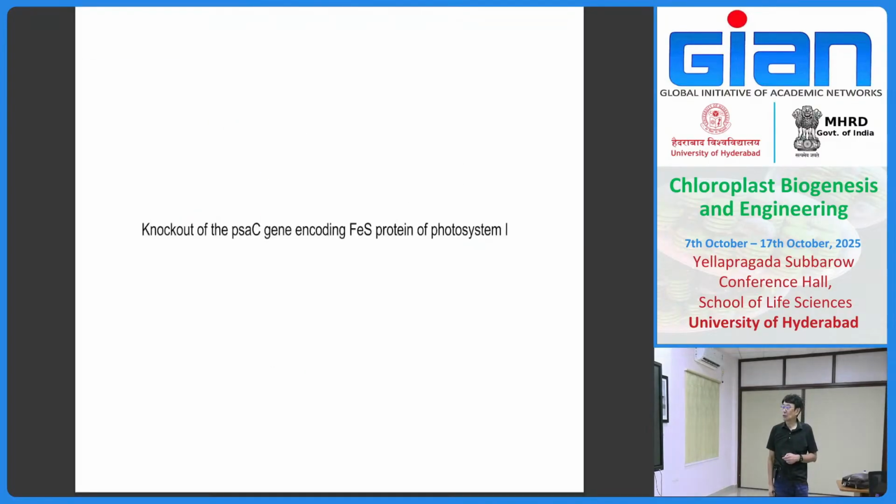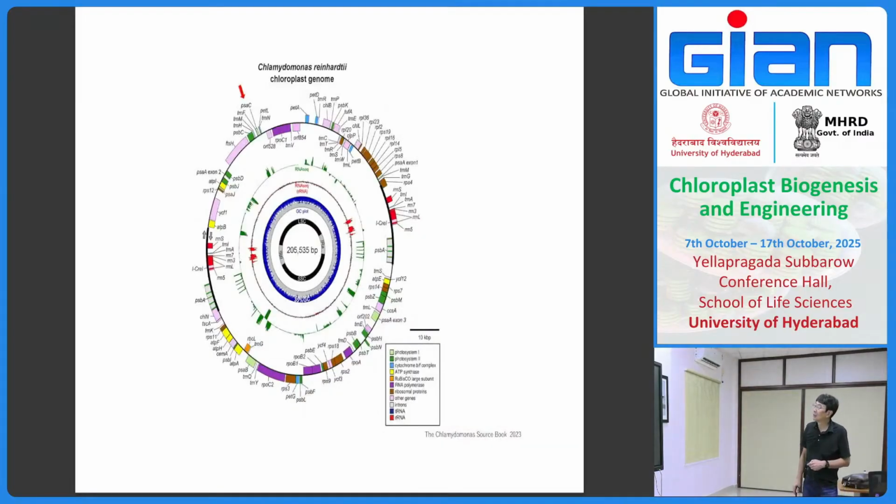So I'm going to show our first knockout of a chloroplast gene, the PSAC gene, that is encoding an iron-sulfur protein of photosystem 1. This is one of the first chloroplast gene knockouts. So the PSAC gene is located here, in the single copy region.